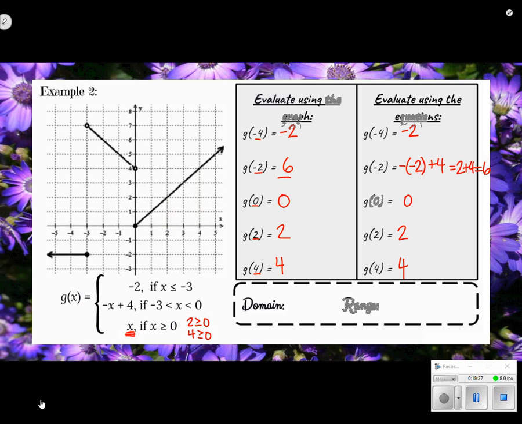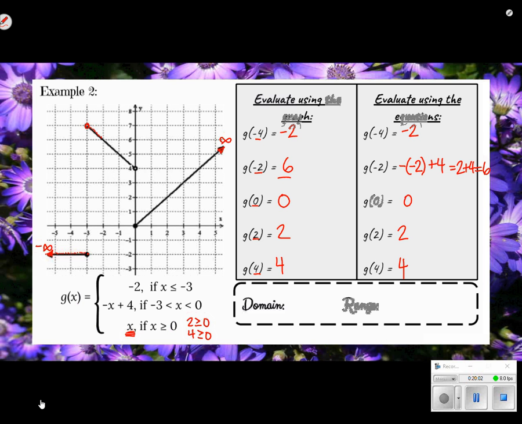Right, let's look at our domain and our range. So how far left does this go? Negative infinity, according to this piece. How far right does this go? According to that piece, positive infinity. Let's see if there's any breaks. So I come from the left, negative infinity. I hit a closed circle, but as soon as I try to start going beyond that closed circle, I pop up here at that open circle.